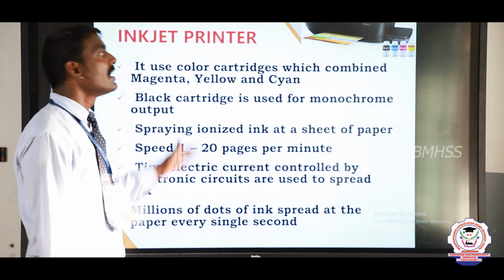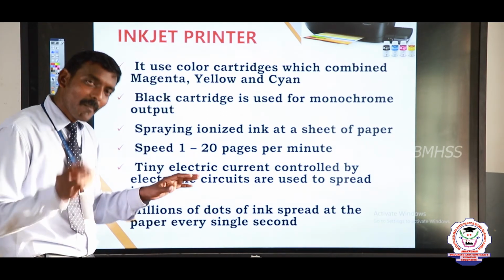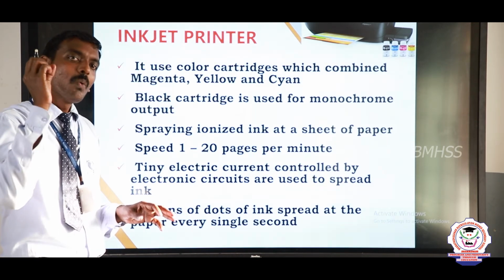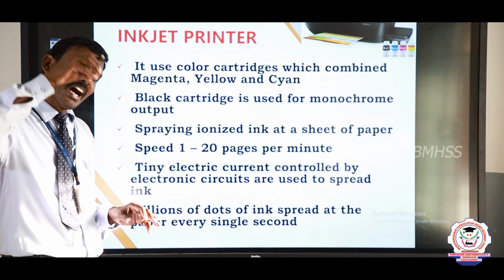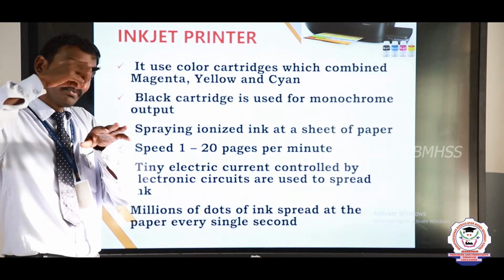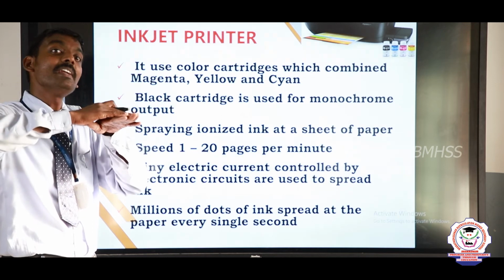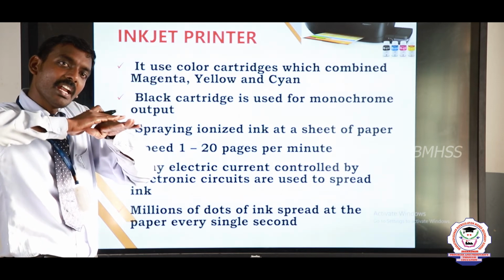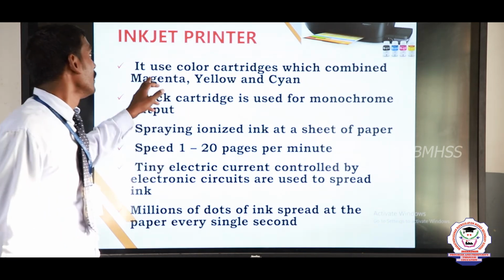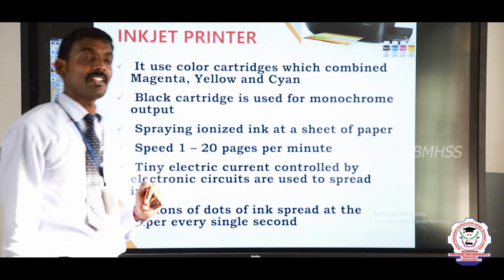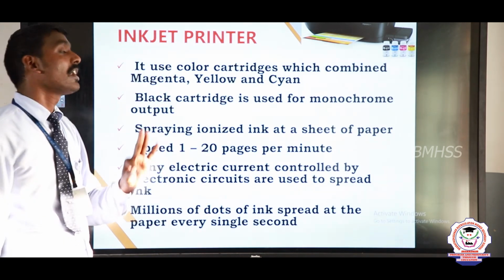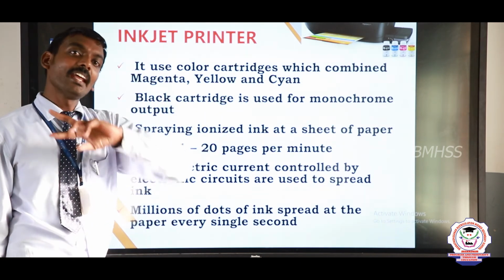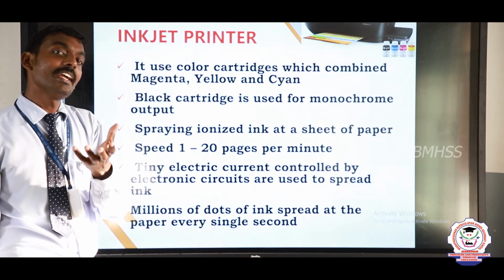Next, inkjet printer. This inkjet printer works similarly, spraying the ionized ink on a paper. Why is ionized ink used? The ionized ink, with iron particles embedded in it, is sprayed, and then heat is generated on that, which presses the ink onto the paper so that it will be displayed. Color cartridges: three color cartridges are used, magenta, yellow, cyan. These three color cartridges can be combined to form different colors so we can take some printouts.